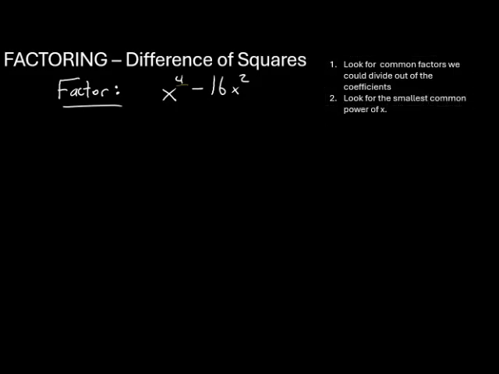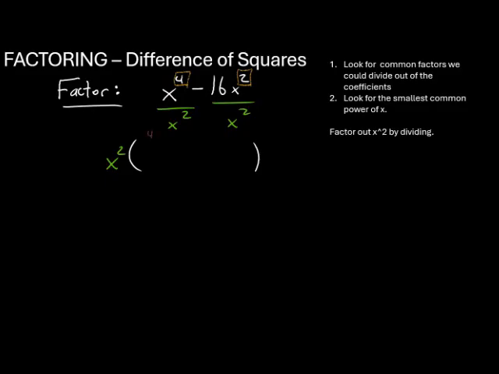We notice that we have a fourth power in the first term and a second power in the second term. Therefore, we're going to divide both of these by x squared and factor that out. We will divide x to the fourth by x squared and negative 16x squared by x squared. Put the x squared on the outside of a parentheses, and we will subtract the exponents.